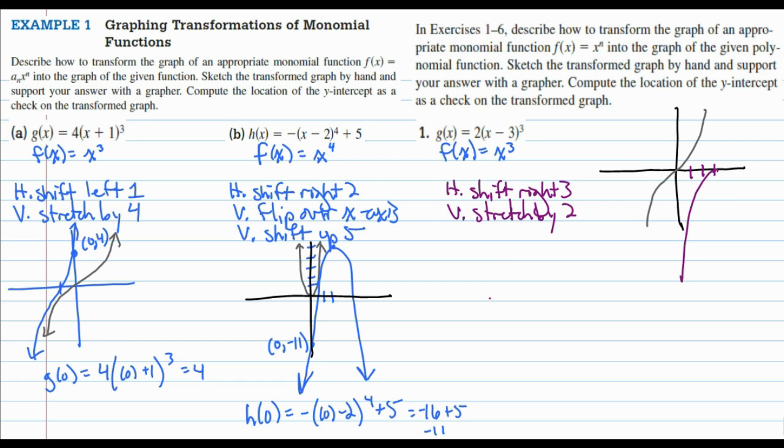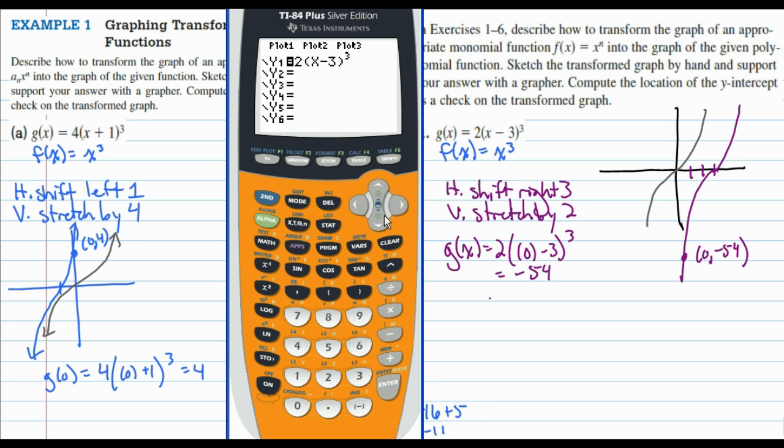So I'm predicting that my y-intercept is going to be pretty negative here. I'm going to do that before I check everything with my calculator. That way I can check my y-intercept with my calculator too. G of x equals 2 times, let's see, we'll plug in 0 for x to find the y-intercept. Negative 3 cubed, yeah, there you go. That's negative 27 times 2 is negative 54. So this y-intercept down here is going to be 0, negative 54.